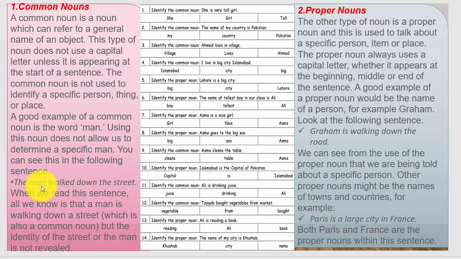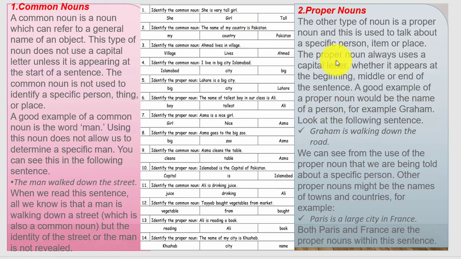Nothing special comes to our mind until a specific name is used. For example, if we say Horace walked down the Horley street, so the Horley street will be proper and Horace will be proper because they are naming something specific, particular. When we read the earlier sentence, all we know is that a man is walking down a street, which is also a common noun, but the identity of the street or the man is not revealed.